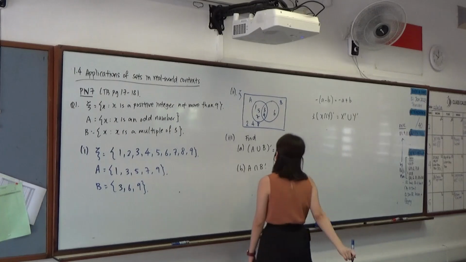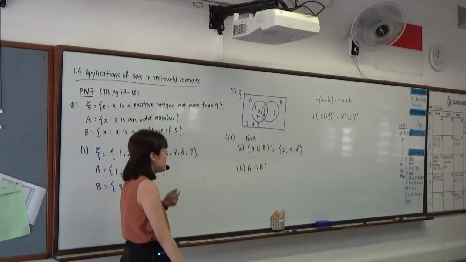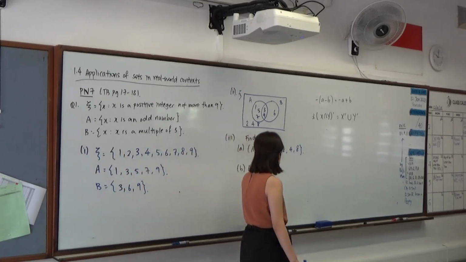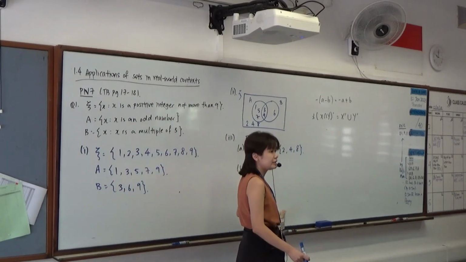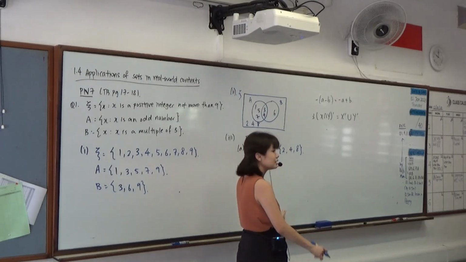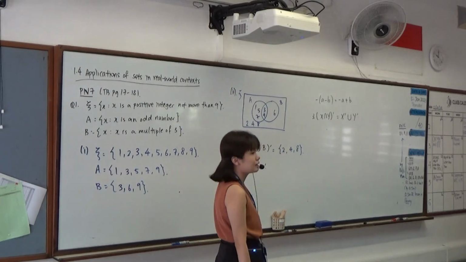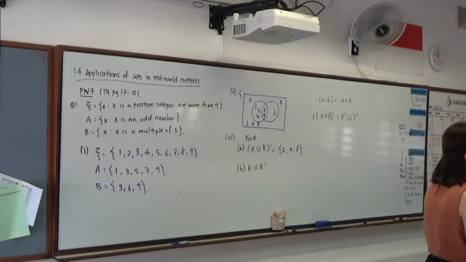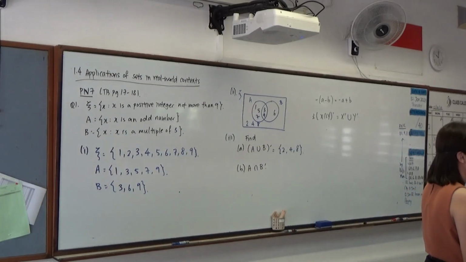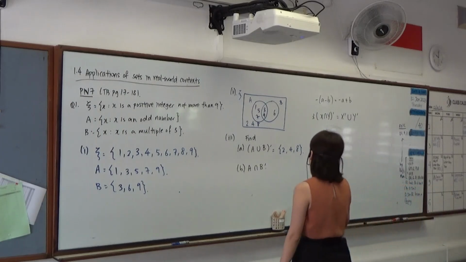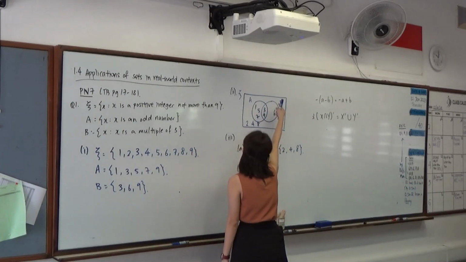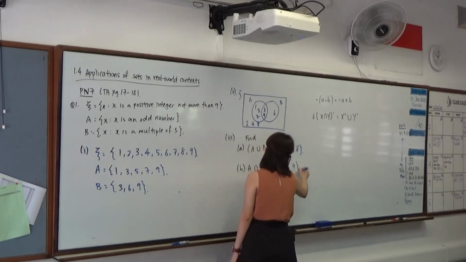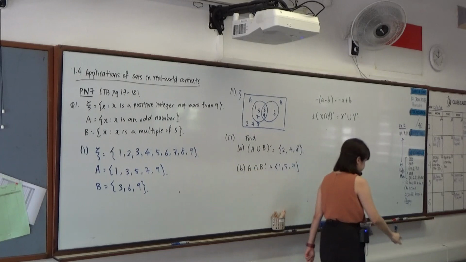Remember to have your curly brackets as well, since this is a set. What about A intersect B prime? Rennie, yes. Say again. 1, 5, 7. Okay, so we have A intersect with B prime. B prime is outside, so therefore, yes, we have 1, 5, and 7. Great.